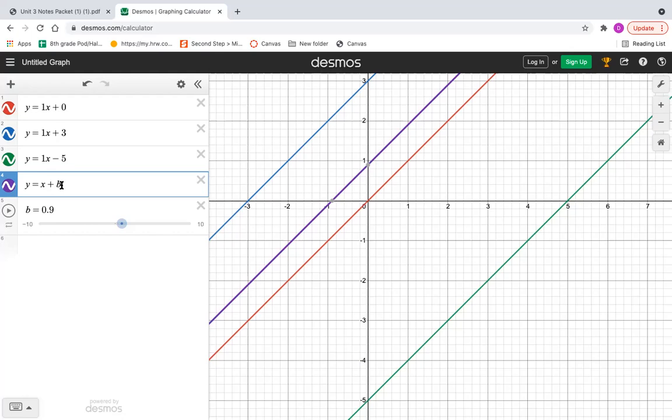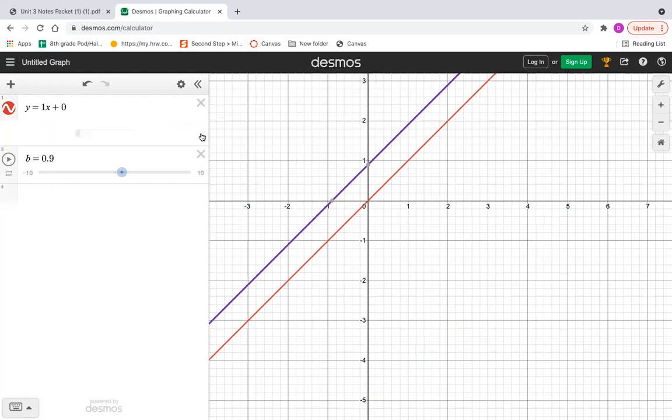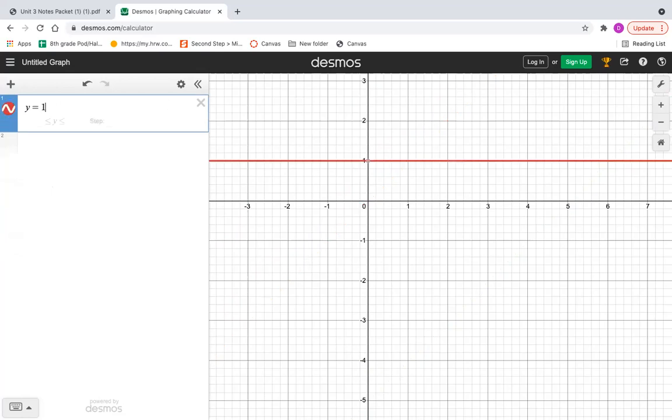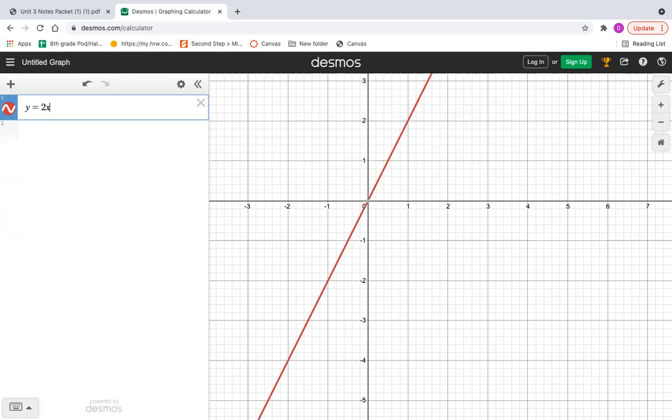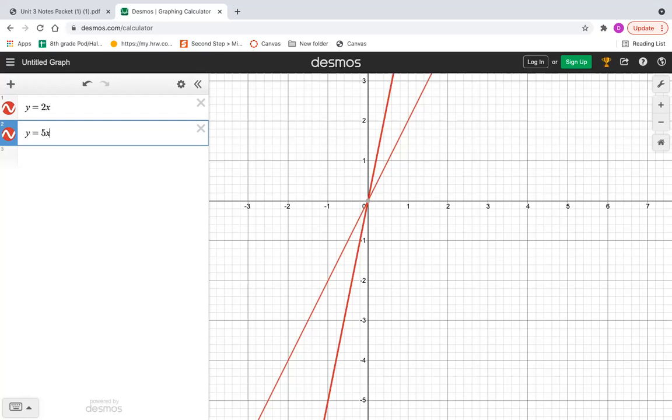All right. So next, what we're going to go ahead and do is y equals 2x. And then right underneath that, we're going to enter in our function y equals 5x. Let's see what happens when our slope changes.